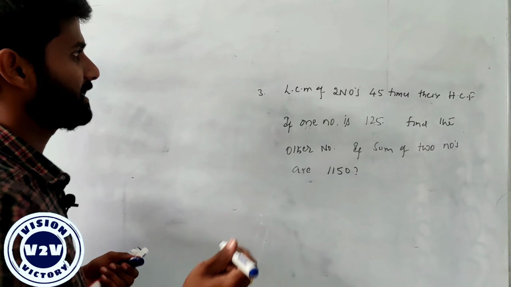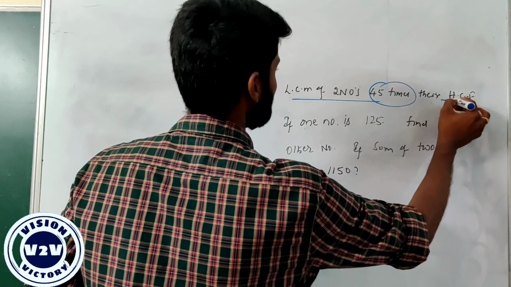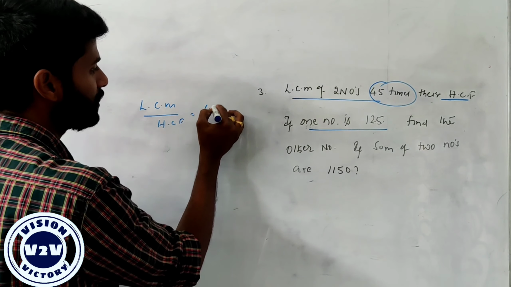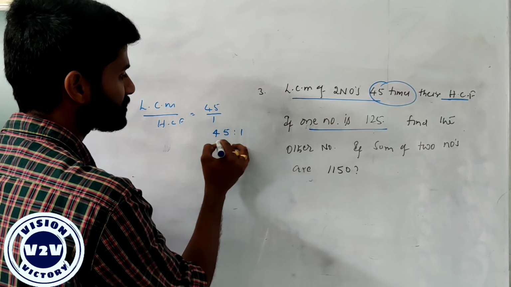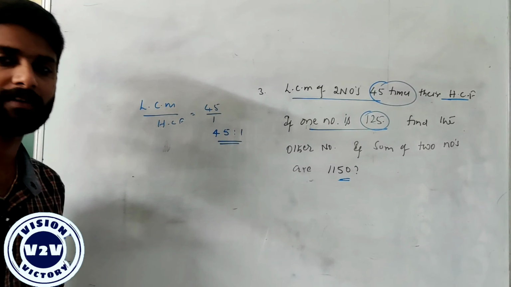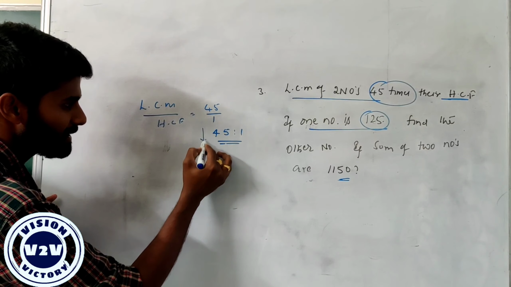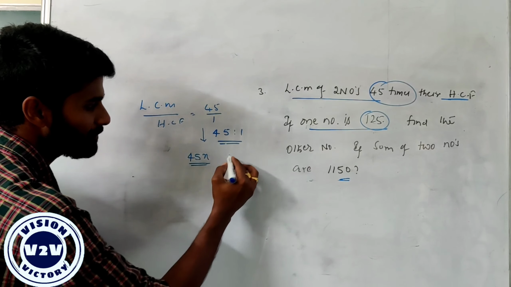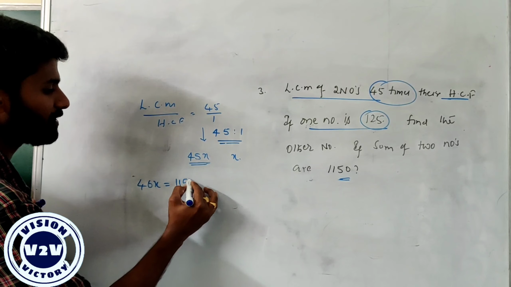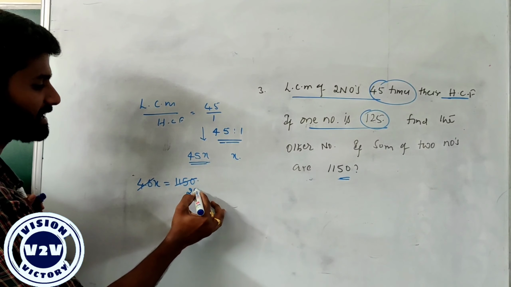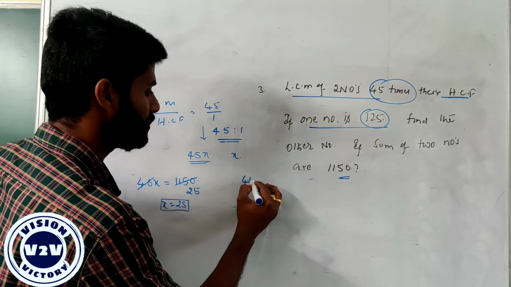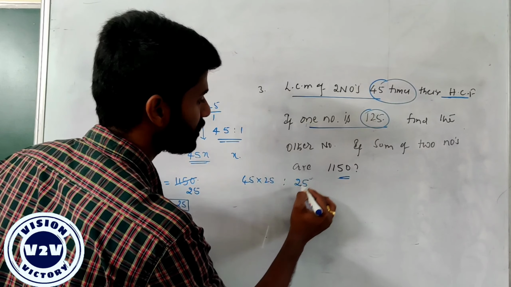Clear? If the LCM of two numbers is 45 times the HCF of the two numbers, it means the ratio of LCM to HCF is exactly 45 is to 1. And if the sum of these two numbers is exactly equal to 1150, I just assume one number as 45x and the other number as x. If you sum these two numbers, the answer is 46x exactly equal to 1150. Then 46 times 25 is 1150. Then x's value becomes 25. It means the LCM is equal to 45 into 25 and the HCF is equal to 25.